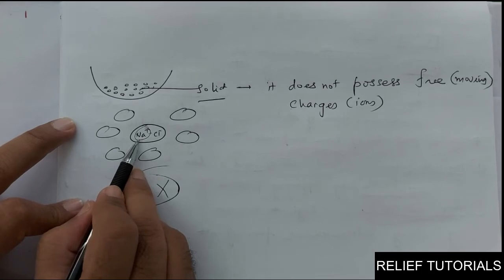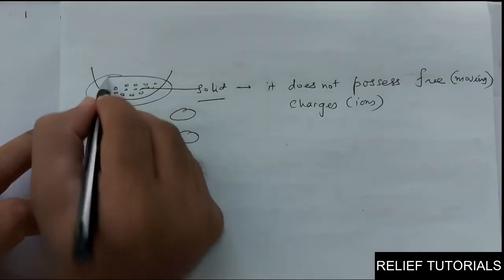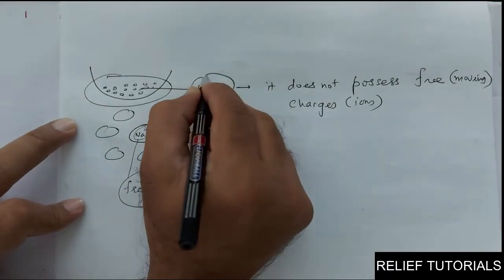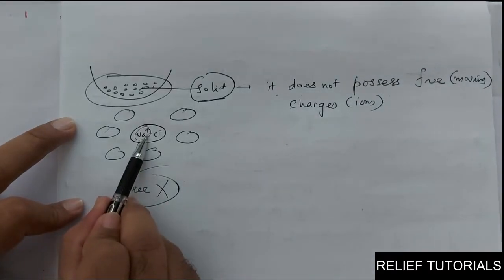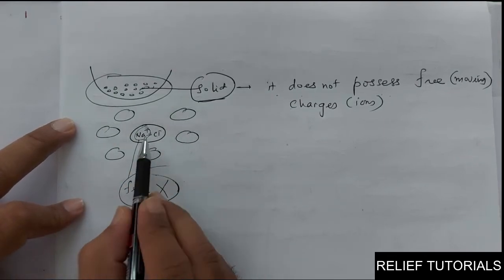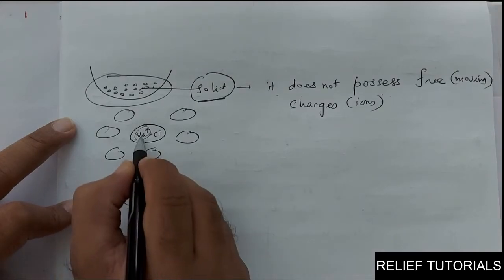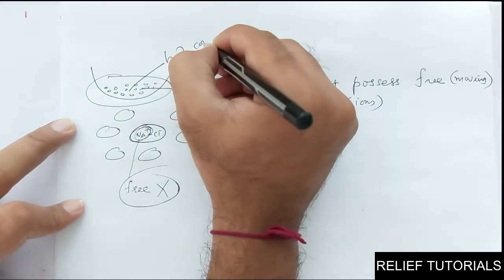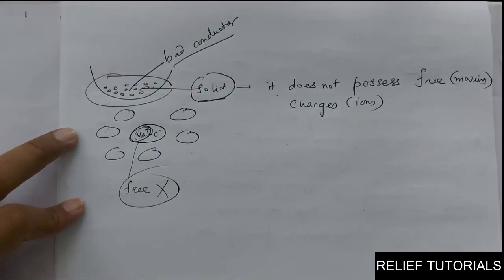These ions are bound. What I want to explain exactly is that in solid state, it does not possess free charges. They have charges, but they are not free to move. They are not moving from one place to another because they are bound by the strong force of attraction. So because the charges are not moving, this is a bad conductor of electricity, or a poor conductor, meaning an insulator.